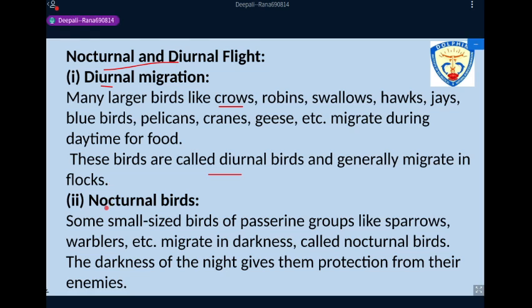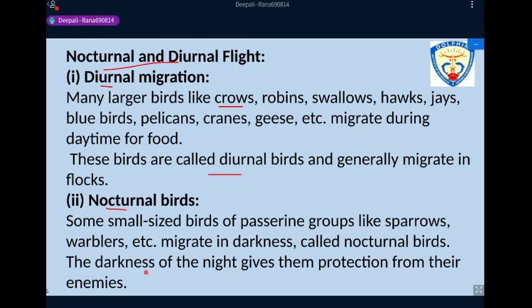Another type is what? Nocturnal birds. They travel during the night time. For example, some small-sized birds of passerine groups like sparrows, warblers, etc., migrate in darkness. They are called what? Nocturnal birds. And the darkness of night gives them protection from their enemies.